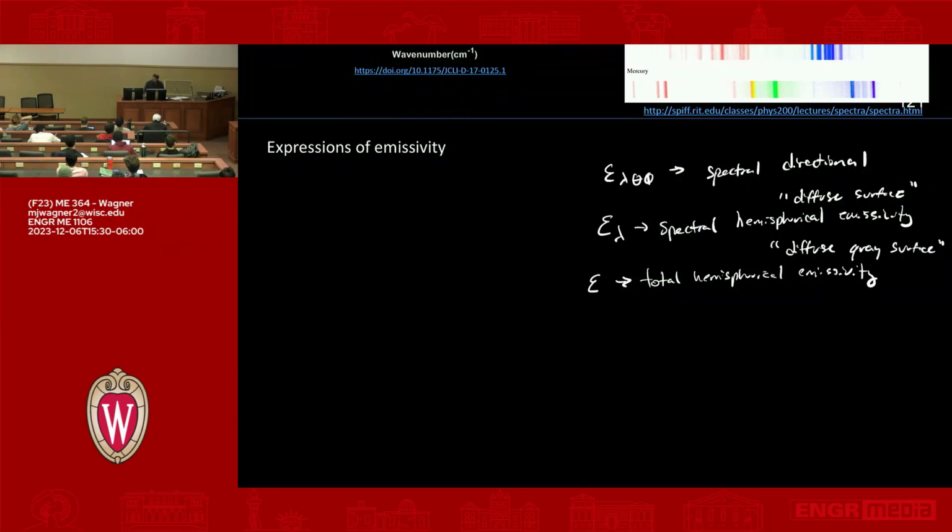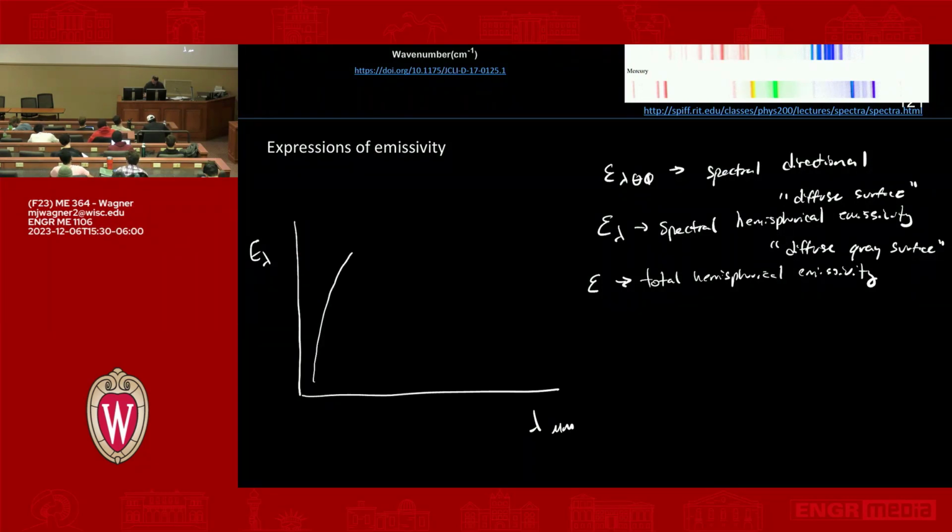Just to show you what this might look like if you plot it out. So here we have wavelength with micron in units, and then what we're plotting is emissive power, epsilon or E sub lambda. For a black body, remember the black body curve maybe looks like this. This is our black body curve. So let's say we have some epsilon sub lambda. What is my emissive power of the real surface going to look like? Let me just draw this in a different color here.